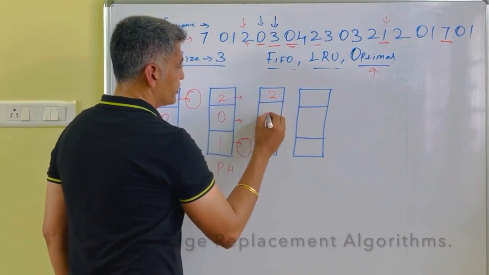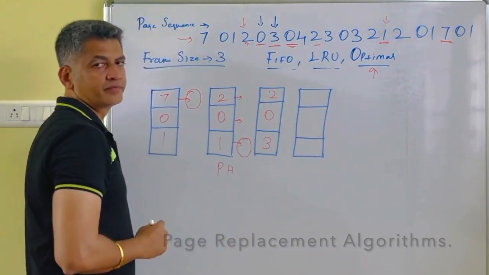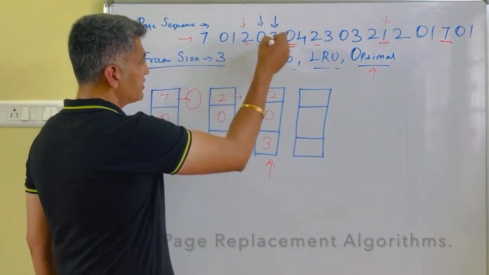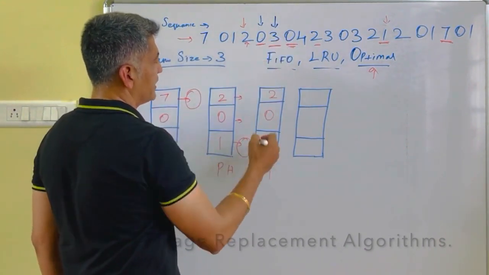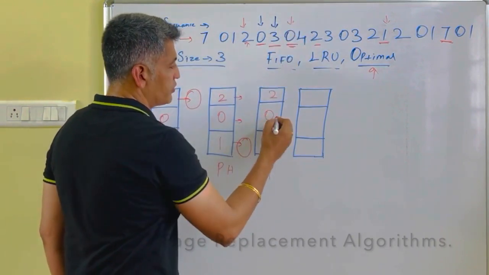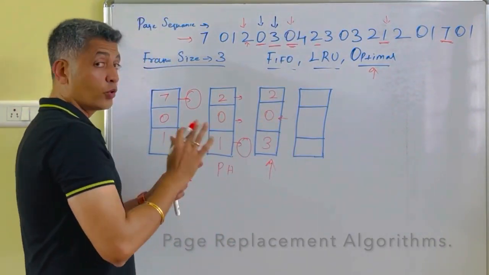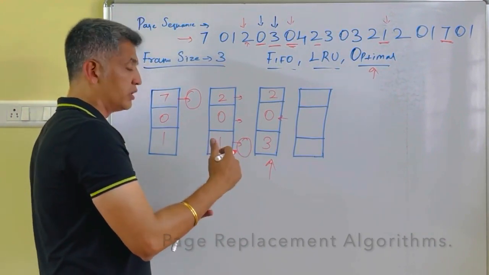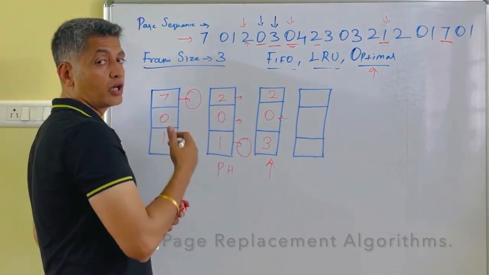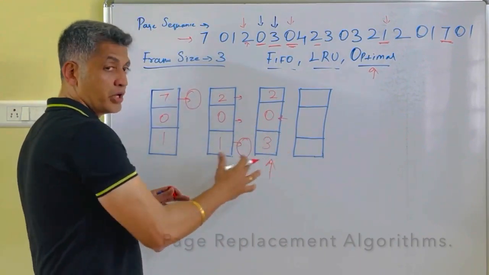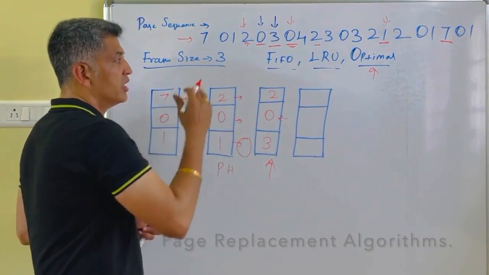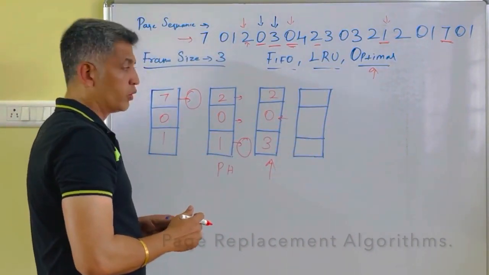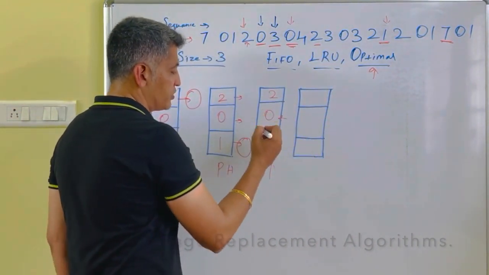So 2, 0, and 3. Right? Now this is the current sequence. But what is the next requirement here? 3 has been entered. So again 0 is required. So 0 is referred. Here there is no need to worry about the reference, about when it was used or when it was not used for a very long period of time. This algorithm does not concentrate on the used pages. It concentrates on the coming sequence of pages. Okay. So here again 2, 0, and 3.